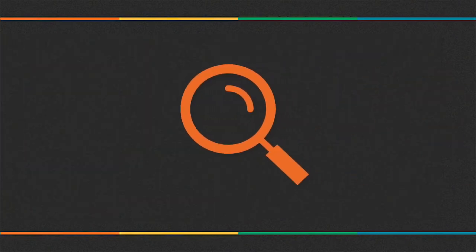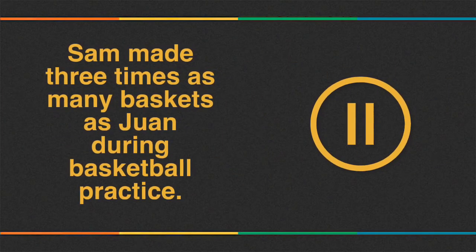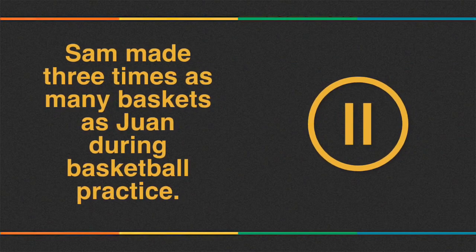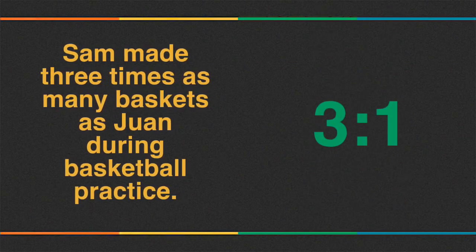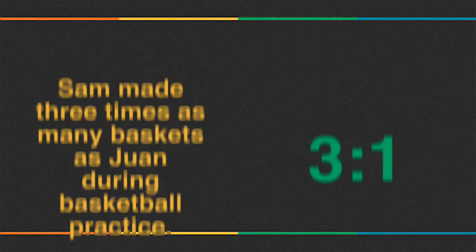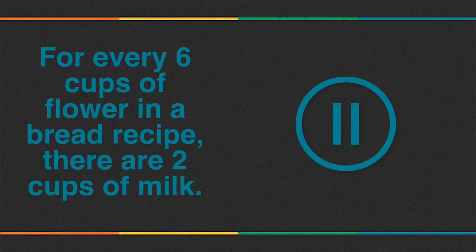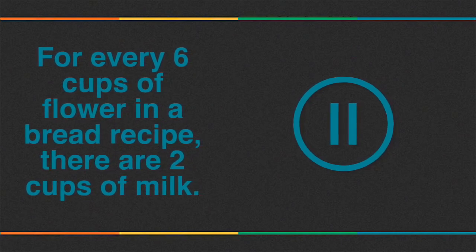Okay, now I'm going to give you a description and you're going to come up with the ratio. Sam made 3 times as many baskets as Juan during their basketball practice. What's the ratio? 3 to 1. Sam made 3 times as many baskets as Juan. What's the ratio for this description? For every 6 cups of flour in a bread recipe, there are 2 cups of milk. The ratio described is 6 to 2.